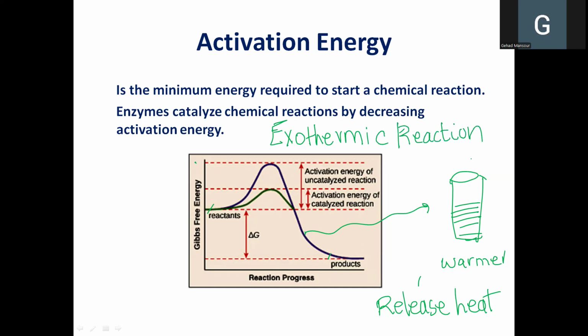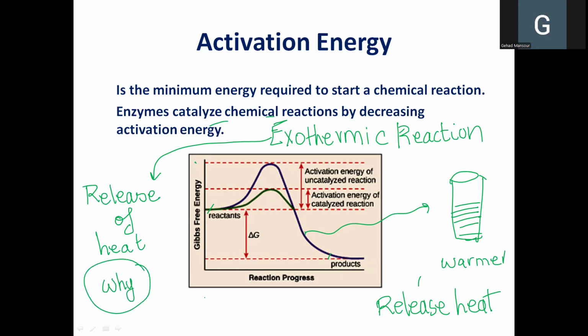So what is an exothermic reaction? An exothermic reaction is a reaction that is associated with release of energy. And therefore, an exothermic reaction is a reaction where the energy of the reactants is greater than that of the products. So again, an exothermic reaction is a reaction where there is release of heat to the environment. Why is there release of heat to the environment?